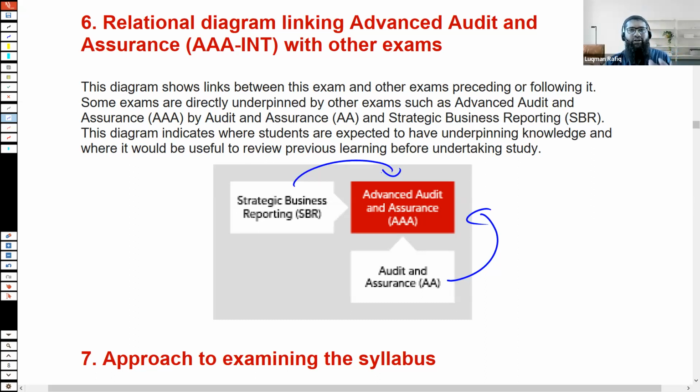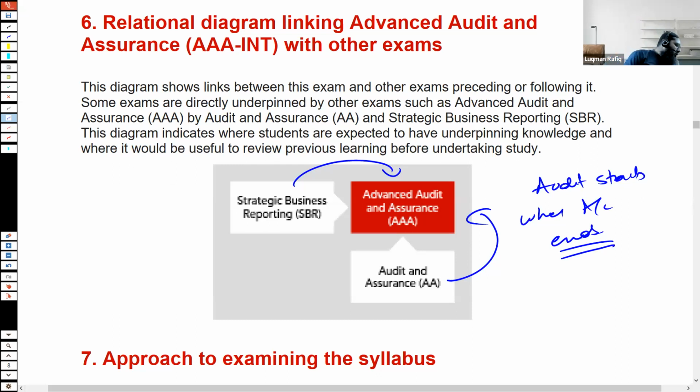Because let's try to understand one thing, which is basically that audit starts where the accounting ends. So the first thing that you need to understand is that in order to be a good auditor, you should know the accounting standards well. If you don't have a good grip over the accounting standards, you would not be able to do the auditing paper.